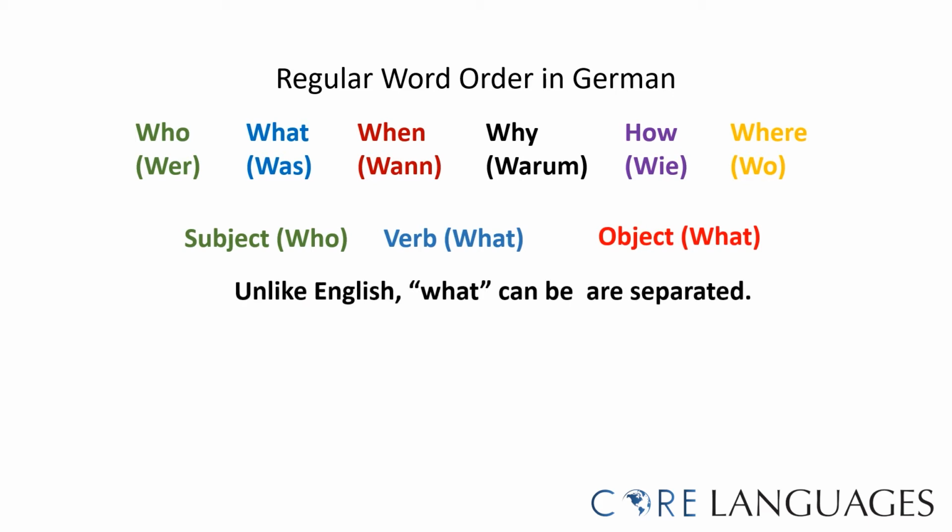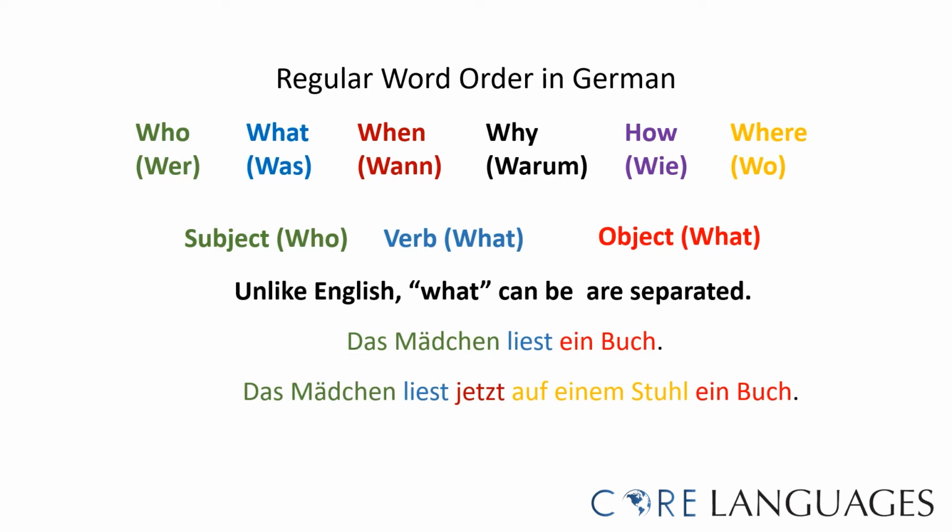In English, the element what, consisting of the verb and the object, cannot be separated. In German, it can. For example, das Mädchen liest ein Buch. The girl reads a book. Liest is the verb, and ein Buch is the object. And in English, we wouldn't separate the two. For example, I couldn't say, the girl reads today a book.